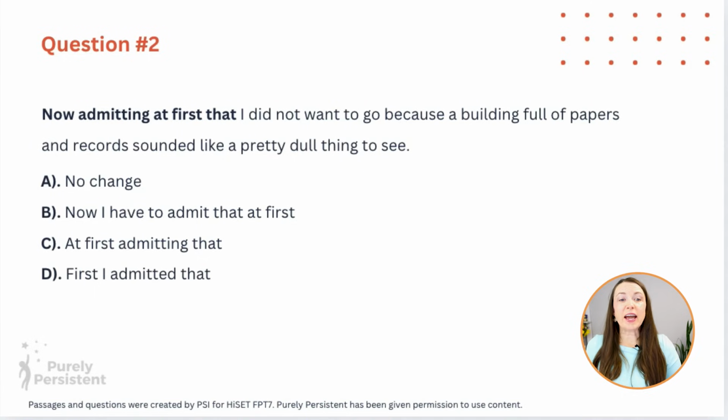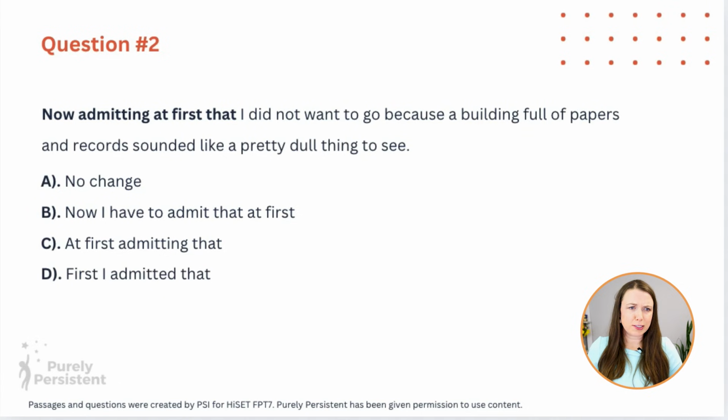Question number 2. Now, admitting at first that I did not want to go because a building full of papers and records sounded like a pretty dull thing to see. Okay, so notice how admitting at first is bolded, but I can't really answer the question unless I read the entire sentence. So that's why I like to read just a little bit more. Sometimes even a sentence or so above will help me really figure it out as well.